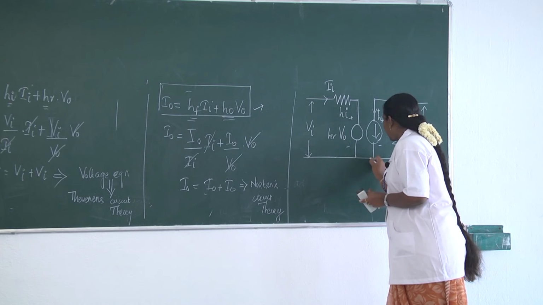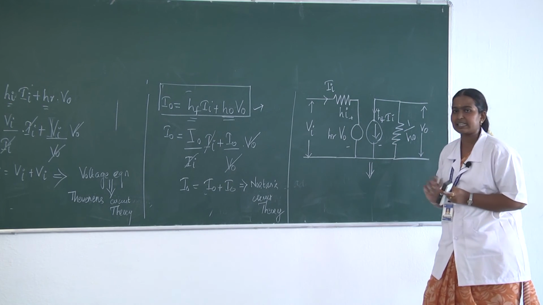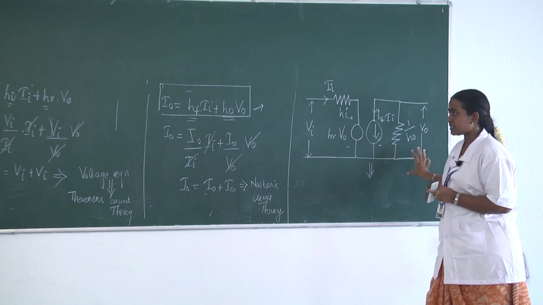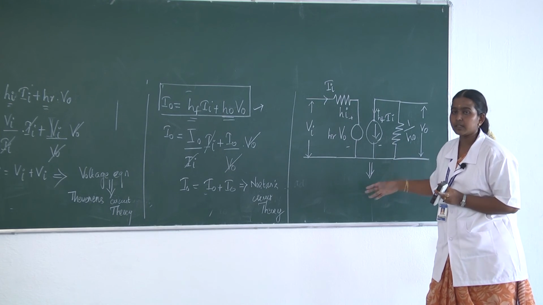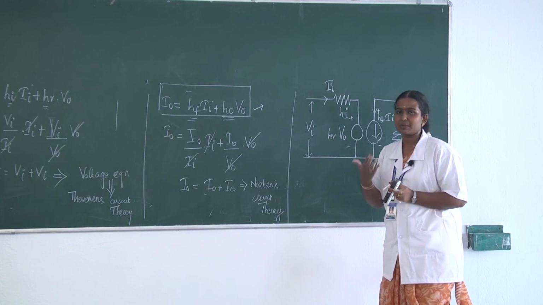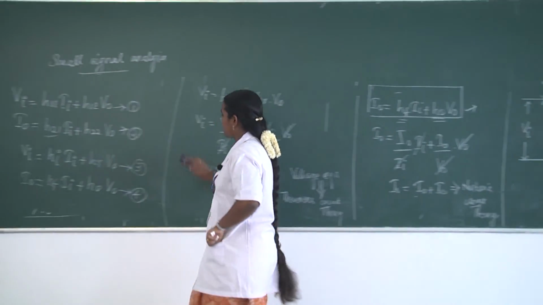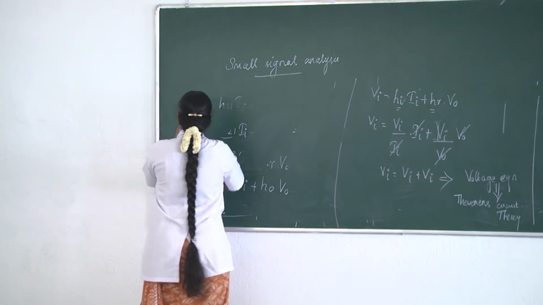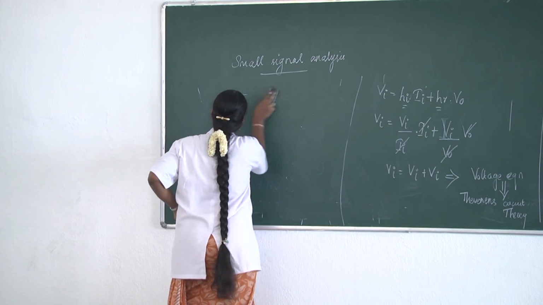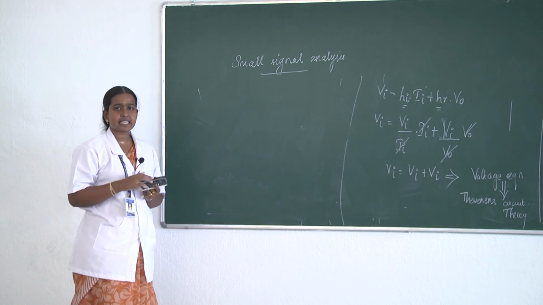So now I can connect it like this. So this is the equivalent circuit for the small signal transistor. So this we have obtained for the general equation. Now let us see how we are going to obtain the equation for the CB and CC configurations. So we can consider a CE configuration.